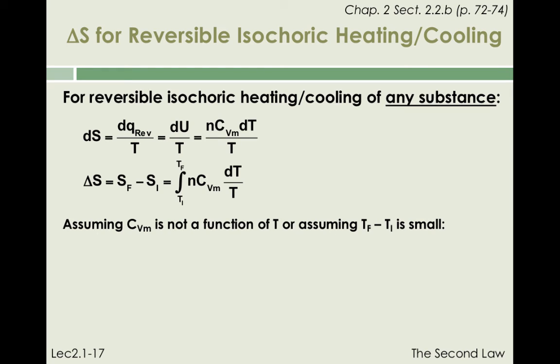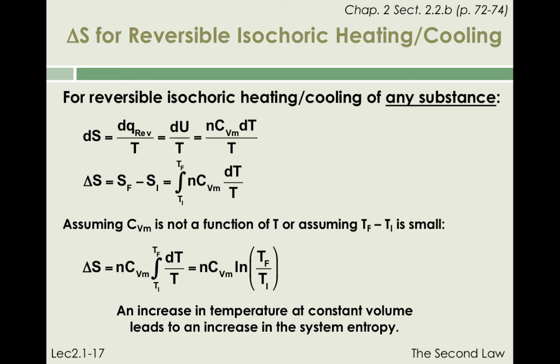Assuming that CVM is approximately independent of T between Ti and Tf, we can take CVM outside the integral sign and obtain delta S equals n CVM natural logarithm of Tf divided by Ti. An increase in temperature at constant volume leads to an increase in the system entropy. In other words, pure substances tend to be more disordered at high temperatures than at low temperatures.